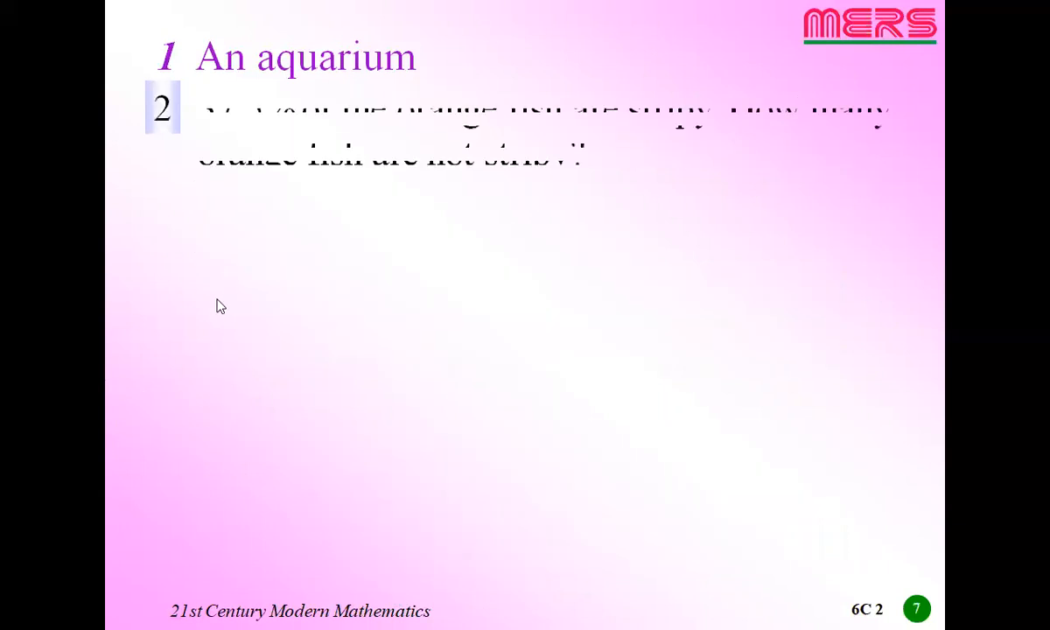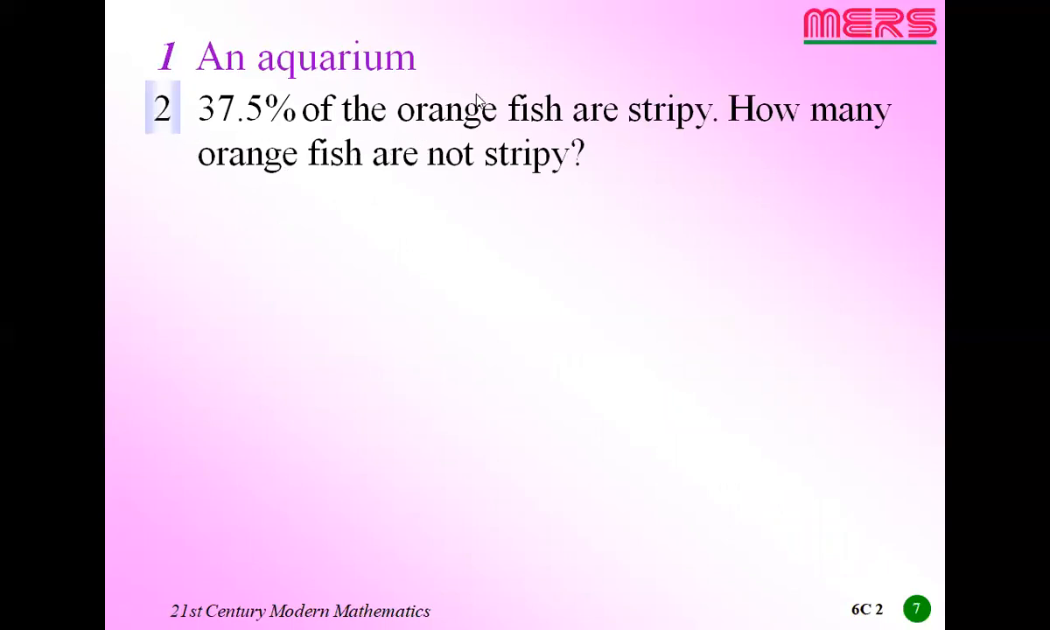All right, for question 2. So this time, the total number is not all the fish. They're just talking about the orange fish. It said 37.5% of the orange fish are stripy. Stripy means they have lines on the fish. How many orange fish are not stripy?